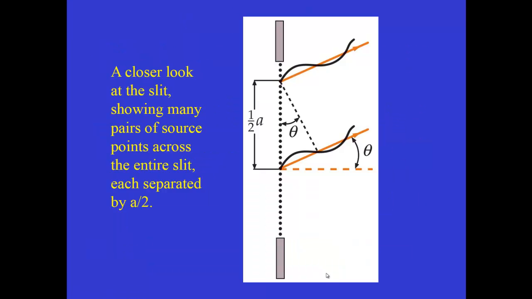Oh, let's take a quick look again. Here's a schematic diagram of the slit expanded a little bit, imagining that we subdivide it into many, many tiny dots. The point is that if we break the slit in half, we can always pair up these dots into pairs that are separated by a over 2. So that condition for destructive interference will apply to all pairs of dots that make up the entire slit.